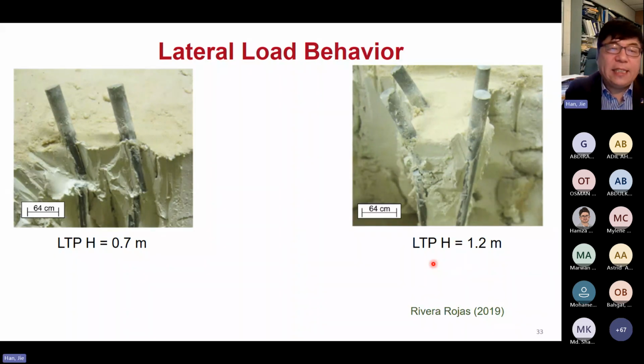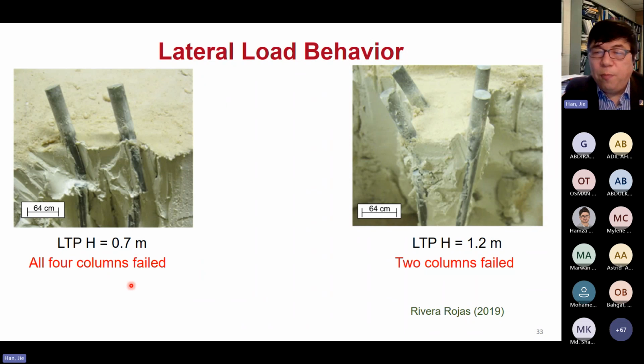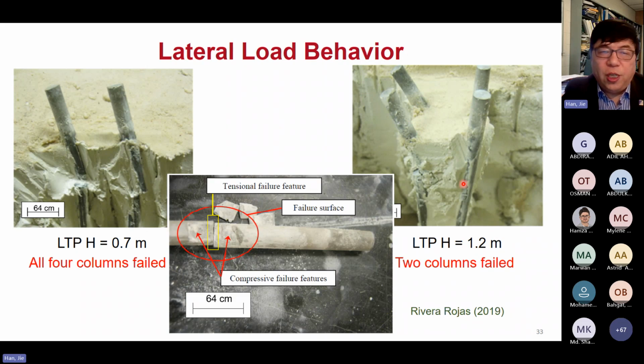They did excavate the soil and try to observe the failures. For the low cushion, 0.7 meter, all 4 columns failed. With 1.2 meter, 2 columns failed and 2 columns did not fail. They also observed tensile failure and compression failure, which really indicates bending failure: one side is tensile failure, the other side is compression failure.